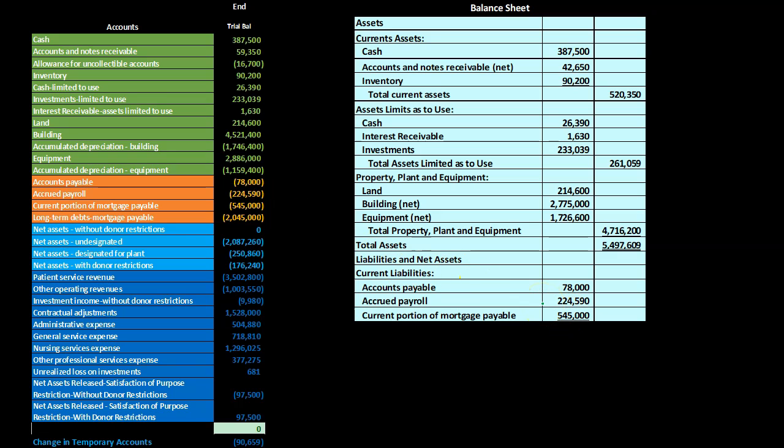And then we're going to be bringing over the current portion of the mortgage payable, so the current portion of the long-term liability. If we add them up, summing just these three numbers adds up to that $847,590.